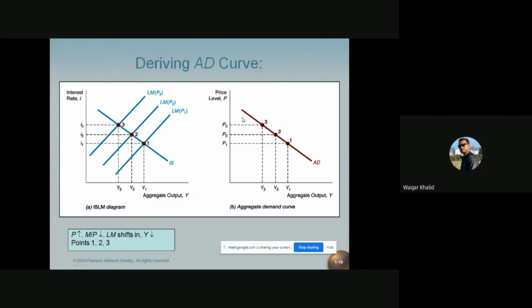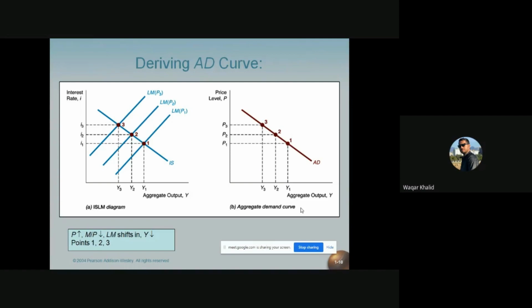Now we are here at point 2, and you can see these points, point 1 and point 2, in panel B. On the horizontal axis we have the aggregate output, and on the vertical axis we have the price level, which is denoted by P. You can see point 1 in panel B, Y1 and P1. At point 2 we have Y2 and P2. Why? Because the price level has increased but the output level has decreased. It means that there is a negative relationship.